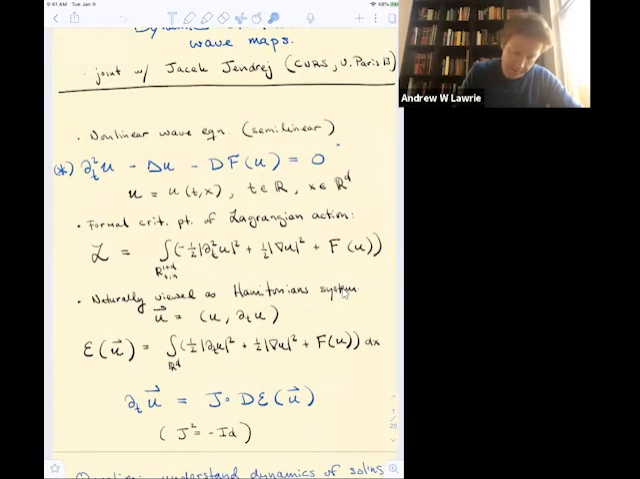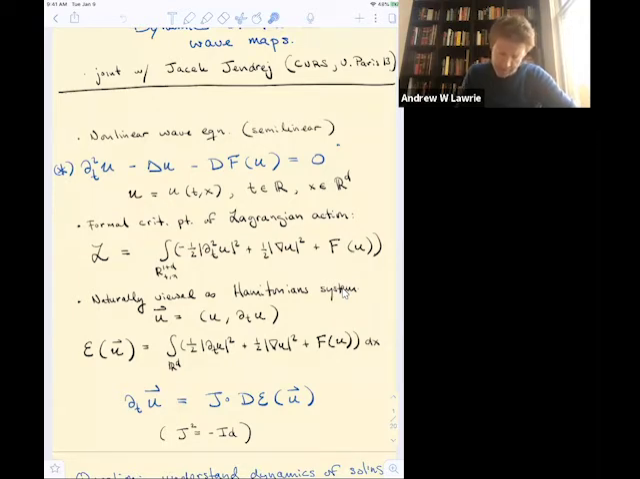So the object that I'm interested in is a nonlinear wave equation of semilinear type. F you can think of as a potential function. So dF appears here as a nonlinear function of u. U is a function of t and x, where t is a real number, time, and x is a vector in R^d. And these are natural objects, natural in the sense that they arise as formal critical points of a Lagrangian action, the following Lagrangian.